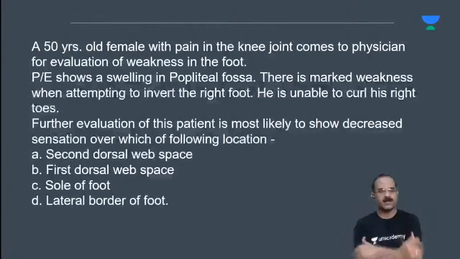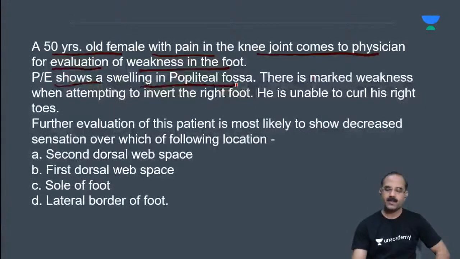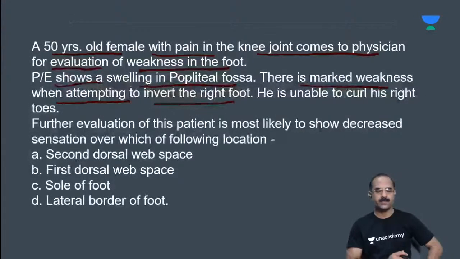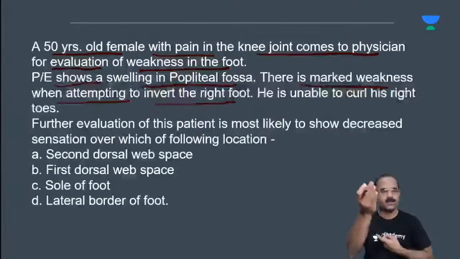Okay, now let us analyze the MCQ. Let us go through it. A 50 years old female with pain in the knee joint comes to physician for evaluation of weakness in the foot. Physical examination shows a swelling in the popliteal fossa. There is a marked weakness while attempting to invert the foot.